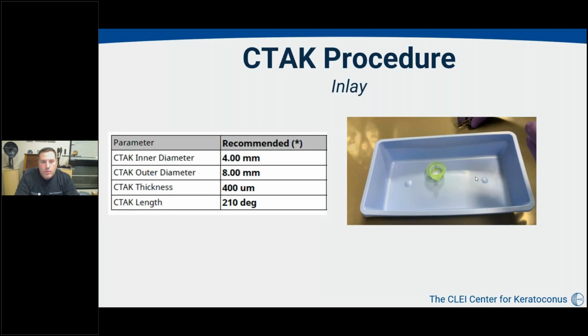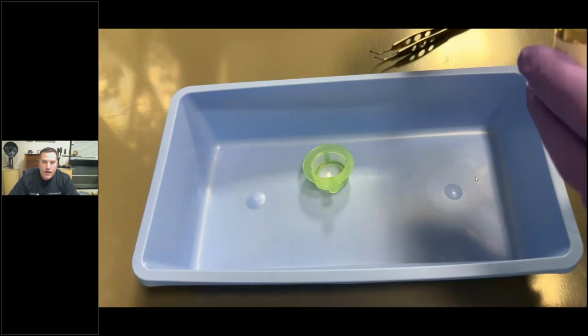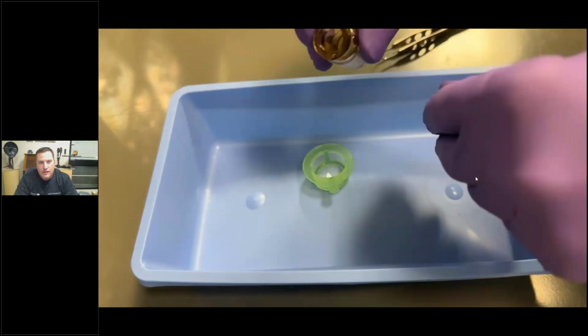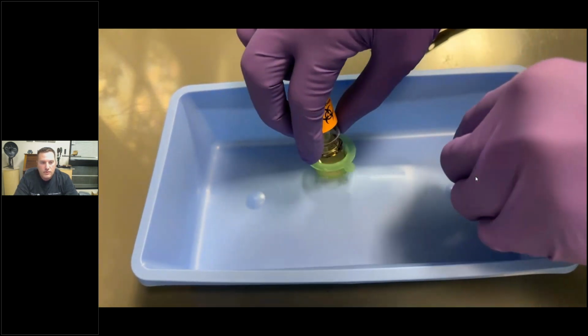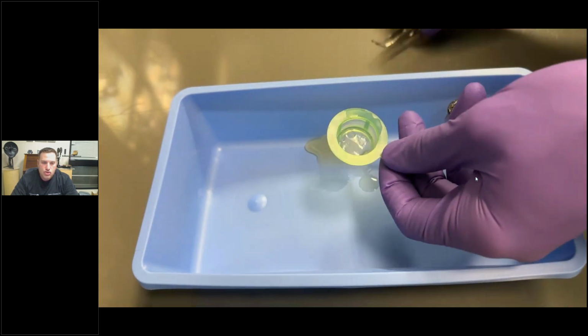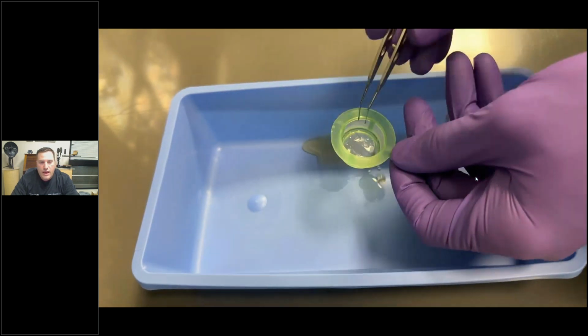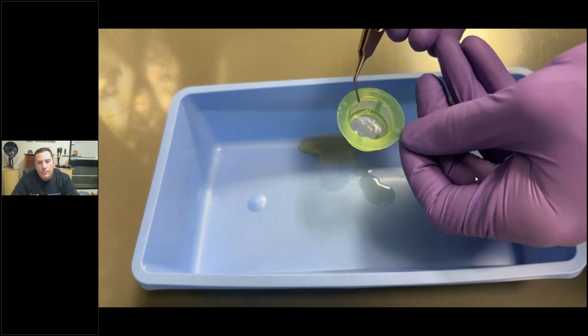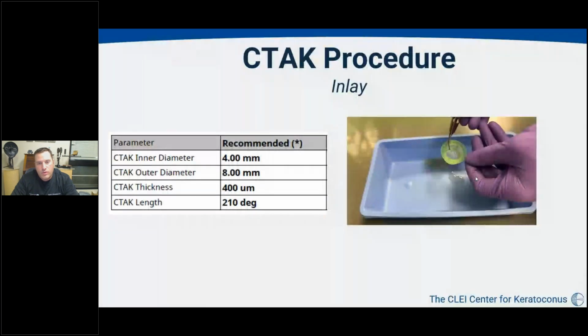The next step to the procedure is actually unloading the inlay, which comes in a vial. If anyone does ICL, it's a very similar vial to the vial that the ICL comes in. And then you're provided with this strainer, which allows you to pour the albumin with the inlay into the strainer, hopefully secure the inlay in the strainer, rinse it with BSS, and then you're ready to move forward and do the CTAK procedure.